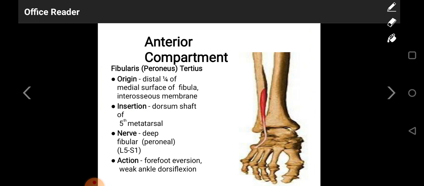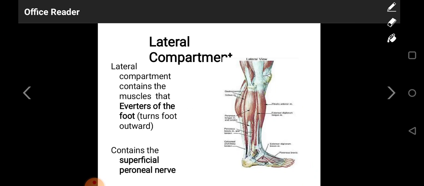Then the fibularis tertius. It arises from the distal one-fourth of the medial surface of the fibula and the interosseous membrane. Insertion is on the dorsum of the shaft of the fifth metatarsal. Nerve supply is by the deep peroneal nerve. Action is eversion and weak ankle dorsiflexion.